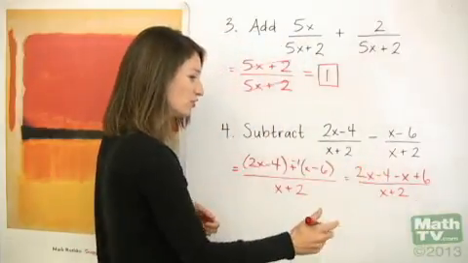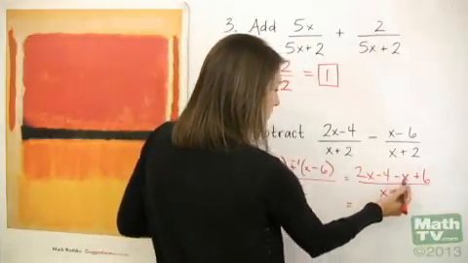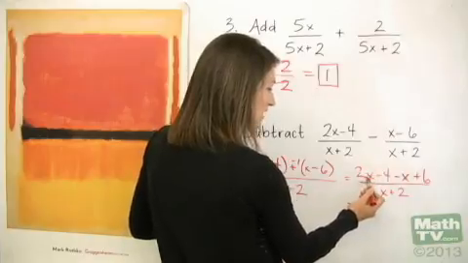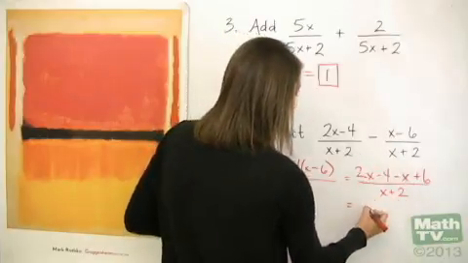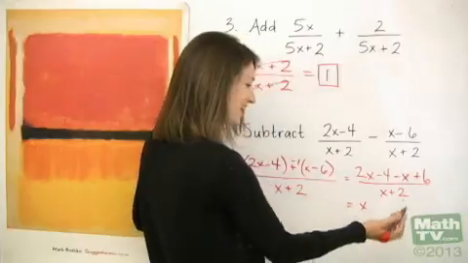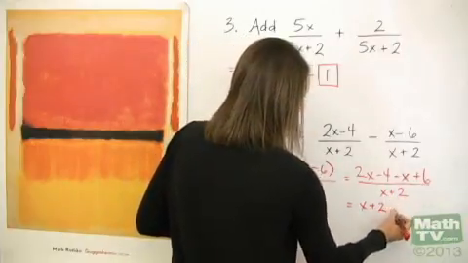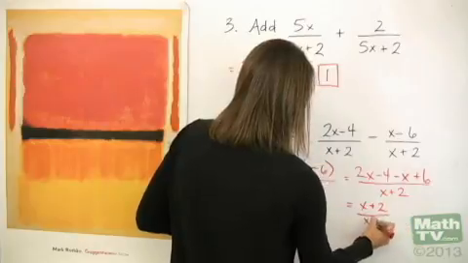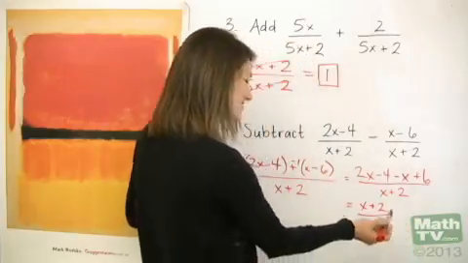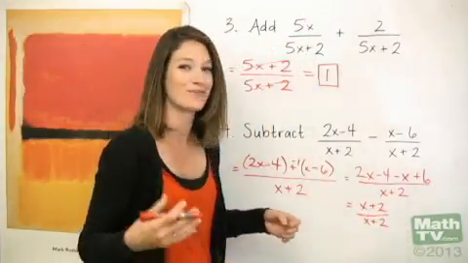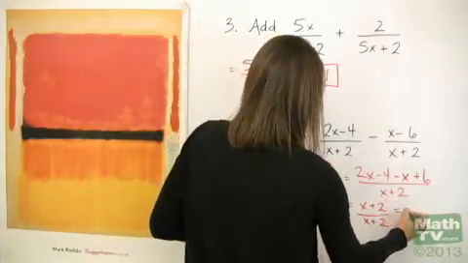So we simplify our numerator now. We're going to combine like terms. So 2x plus negative x gives us a positive x. And negative 4 plus 6 gives us 2. That's over our denominator of x plus 2. Again, we have the same thing on the top as we do on the bottom. That simplifies to 1.